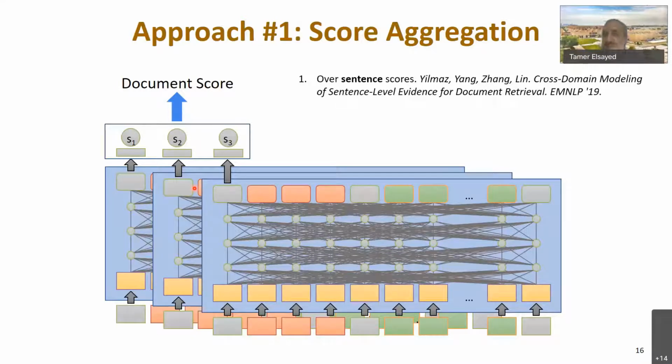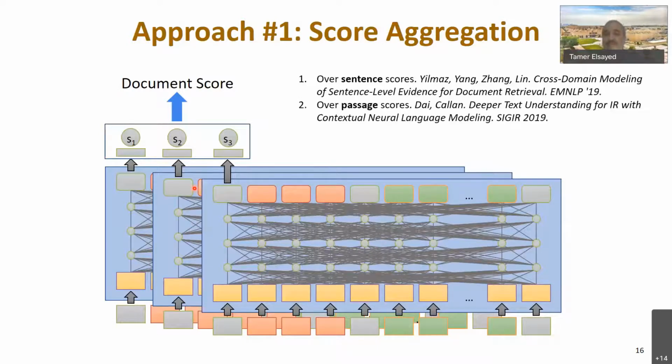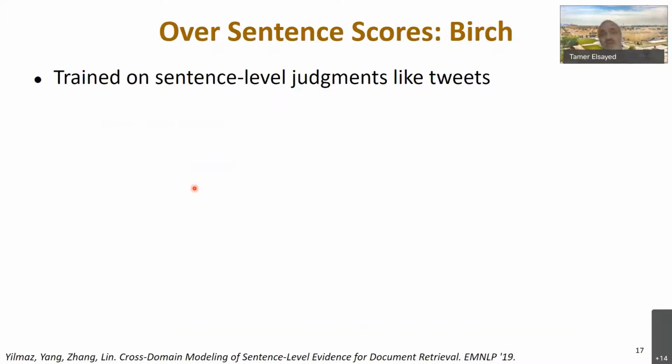So every sentence will be passed to BERT. The second defines a passage in a different way, by a window, as Marina suggested. Okay, so there are two ways that we will discuss: one over sentence scores, and another over passage scores. The first one, which is over sentence scores, is called BERT.